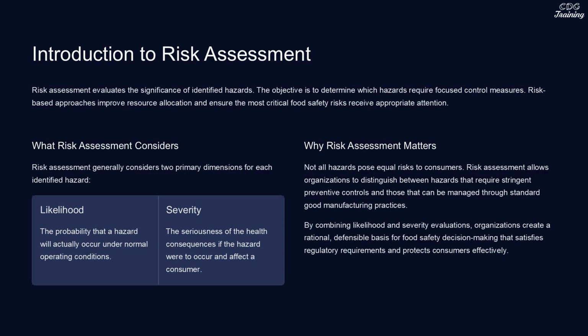Not all hazards pose equal risks to consumers. Risk assessment allows organizations to distinguish between hazards that require stringent preventive controls and those that can be managed through standard good manufacturing practices. By combining likelihood and severity evaluations, organizations create rational, defensible bases for food safety decision-making that satisfies regulatory requirements and protects consumers effectively.